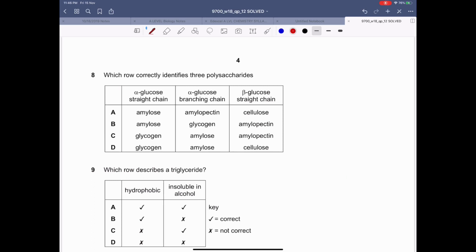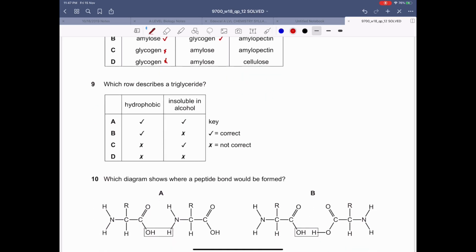Now next, question number 8. Which row correctly identifies 3 polysaccharides with their uses? Alpha glucose, straight chain would be amylose. We wouldn't go for glycogen, so option C and D is already wrong. Alpha glucose with branching chain, we would go for both amylopectin and glycogen. Beta glucose with straight chain should be cellulose, so option A. Number 9. Which row describes a triglyceride?